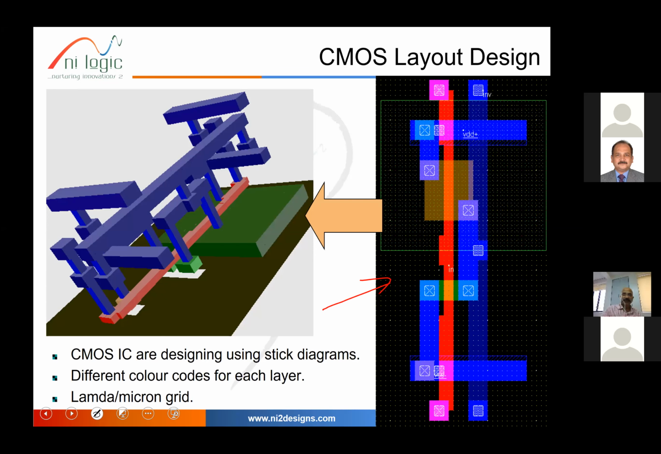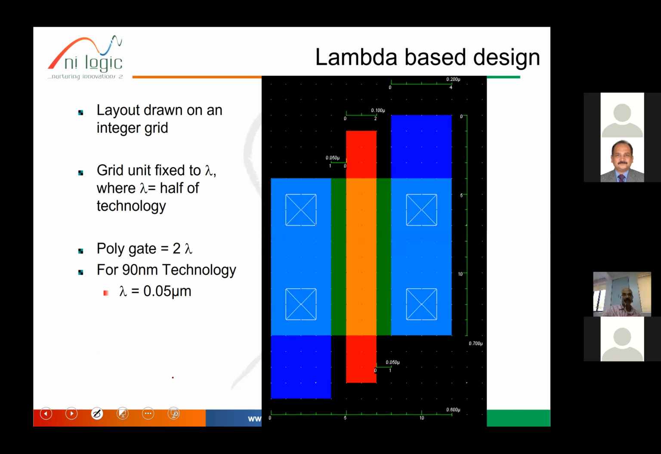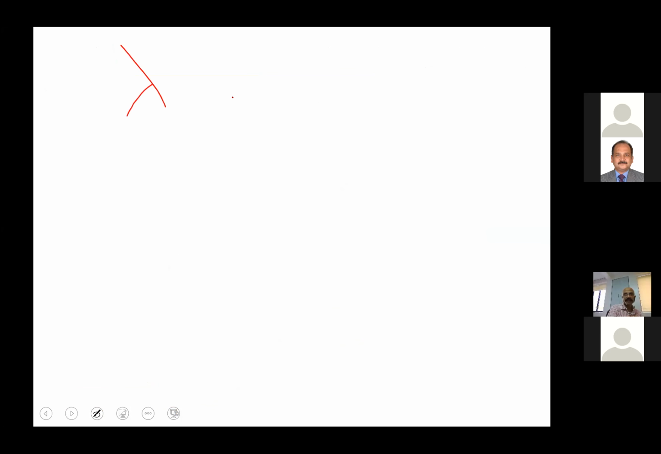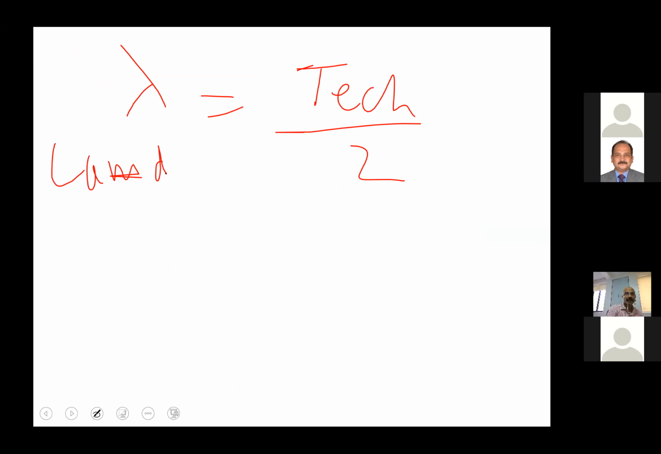Okay, so these blocks are made using a grid which is called either the lambda grid or the micron grid. So Microwind is working on a lambda grid. Lambda is just a factor which is half of the technology. Okay, so the grid used by Microwind is lambda, and is generally half of the technology.